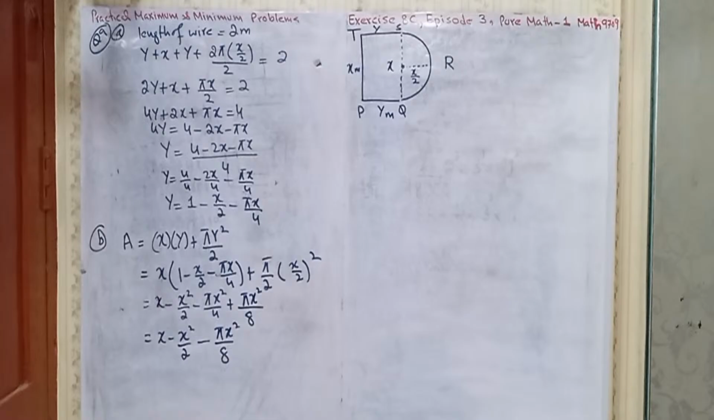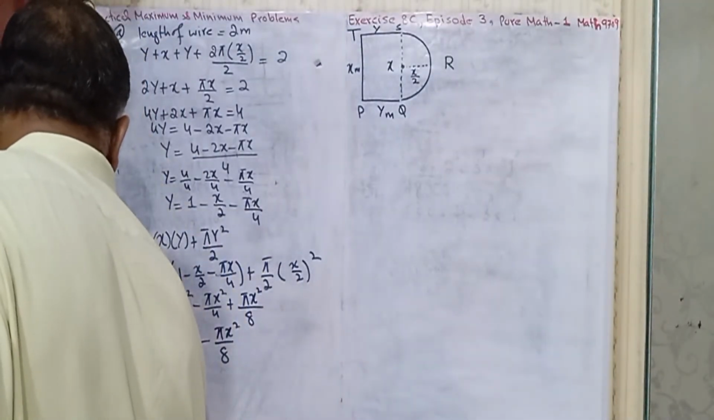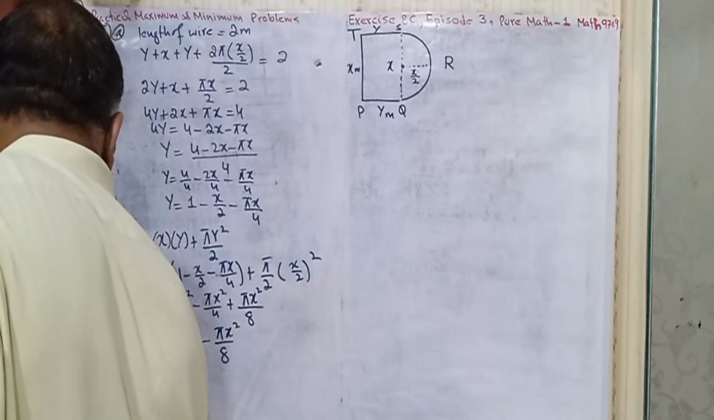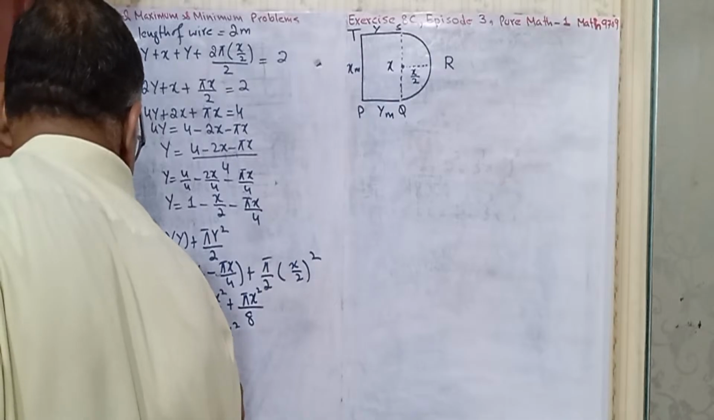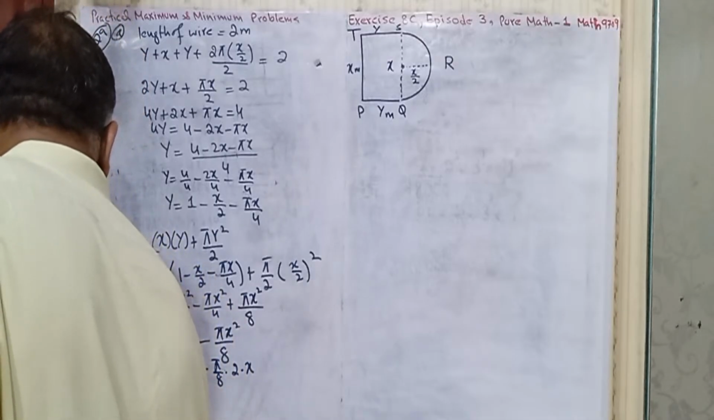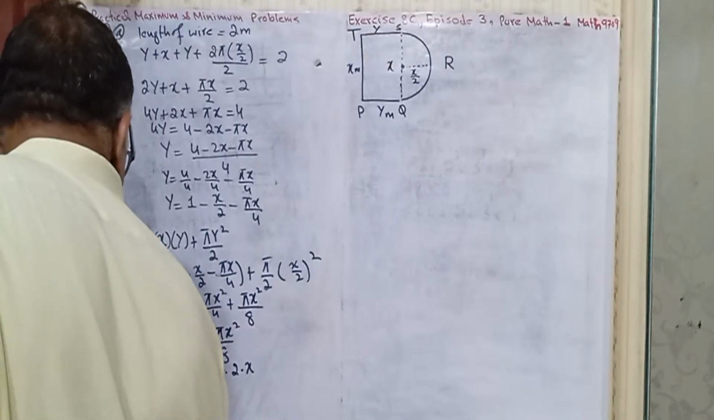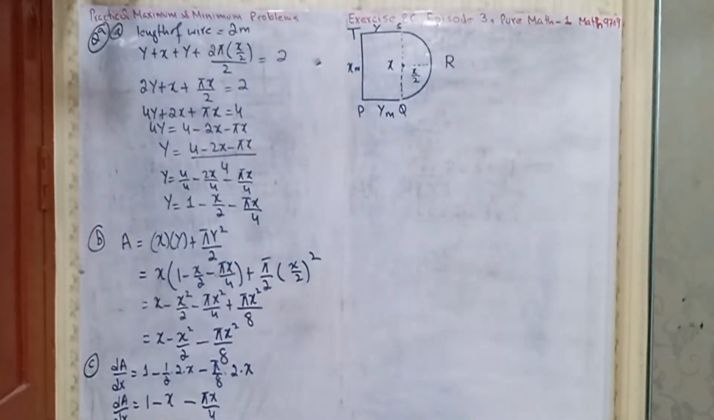Then in the C part, he says find dA by dx and d square A by dx square. So they want us to find dA by dx first of all. This will become 1, this will become 1 by 2 into 2 into x minus pi by 8 into 2 into x. So dA by dx will be equal to 1 minus x minus 4 pi x by 4. This is my first derivative. And let me check if the answer is right. The first derivative is 1 minus x minus 1 by 4 into pi x. Yes, the answer is right, sir.